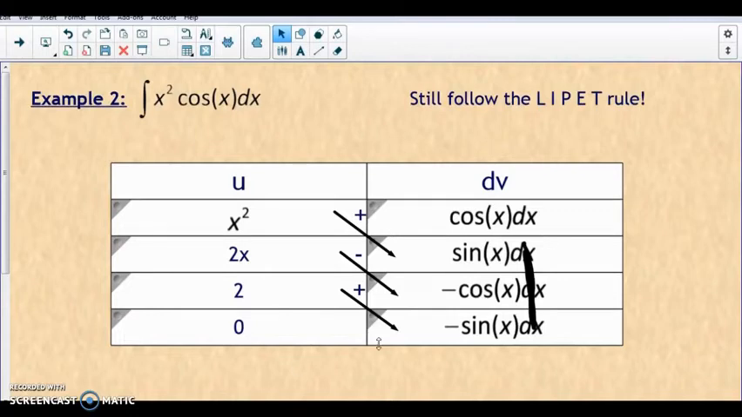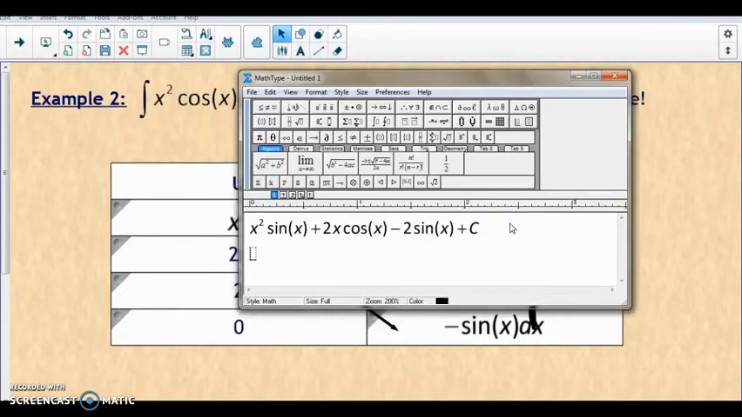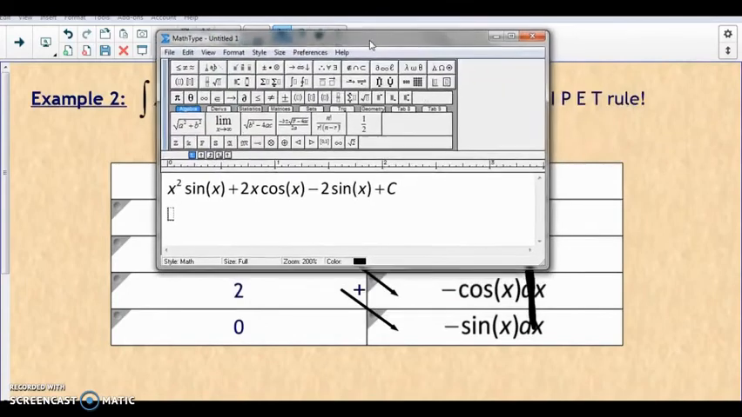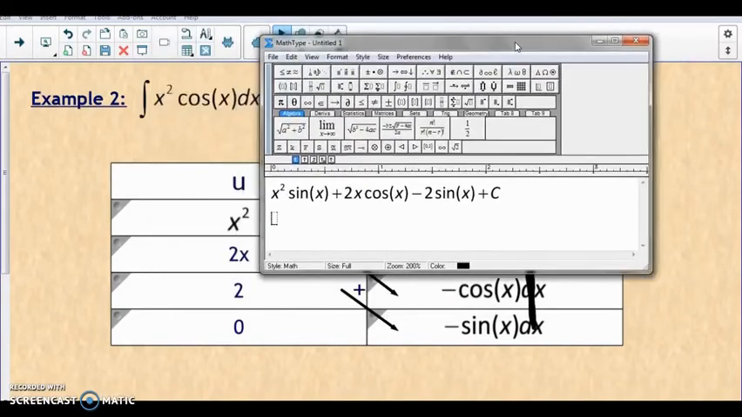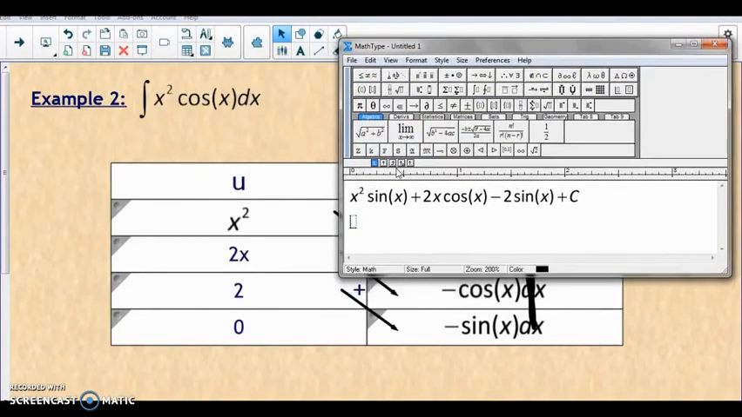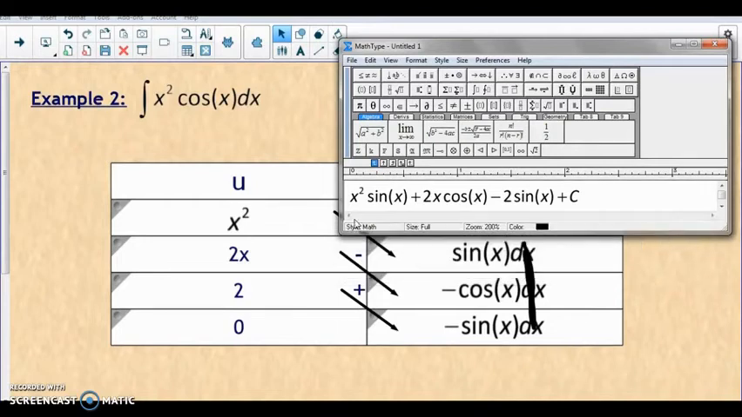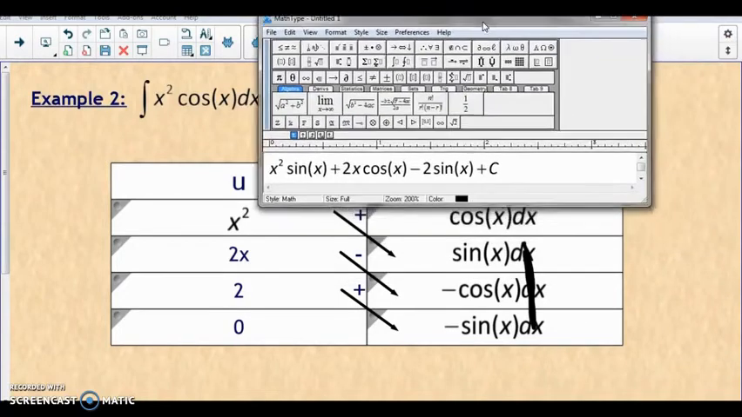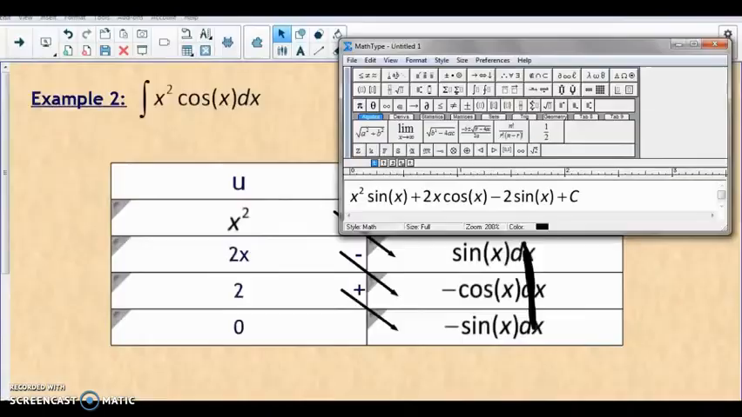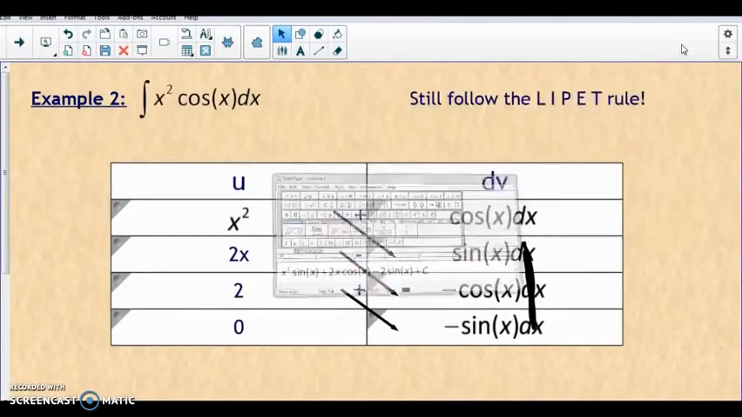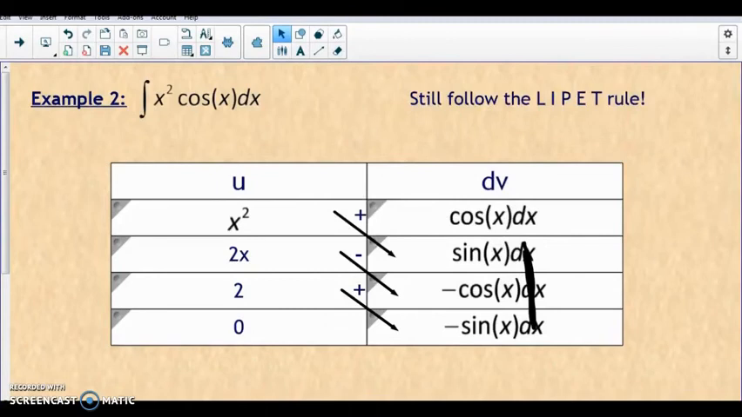So our final answer is this guy right here. Let me move it out of the way so you can see it. So the final answer, if you were to combine everything, will be x squared sine of x plus 2x cosine of x minus 2 sine of x plus c, of course. Okay, and again, it's coming from doing all that diagonal multiplication. Okay, so let me get this out of the way. Let's go on to the next problem, the next process, and then the next problem.